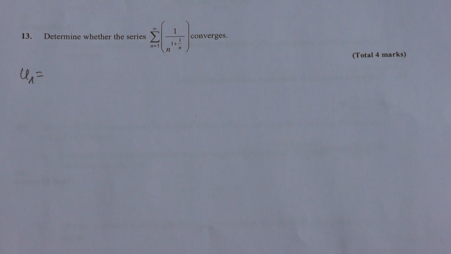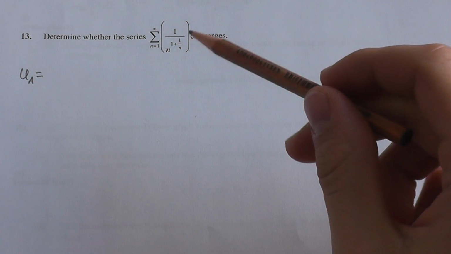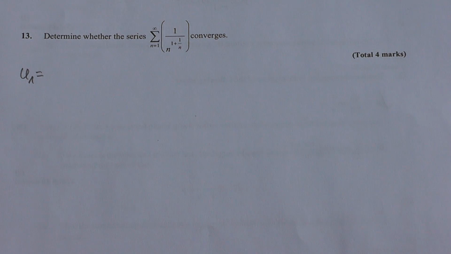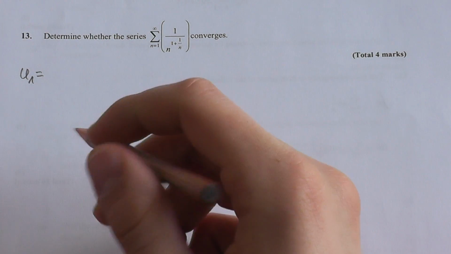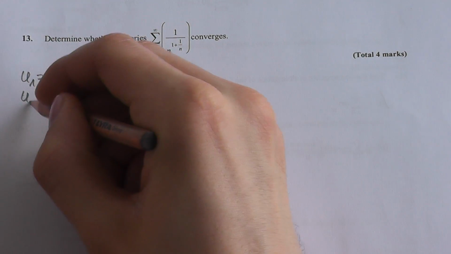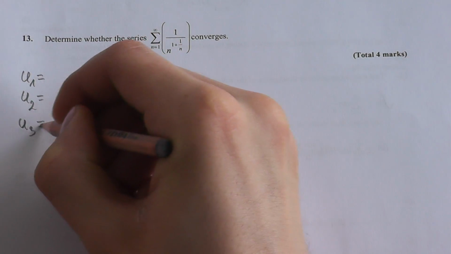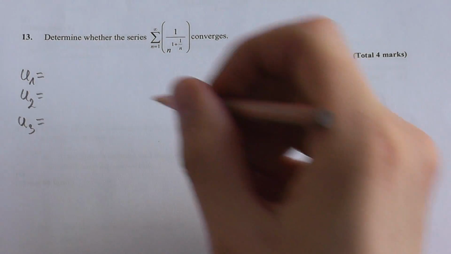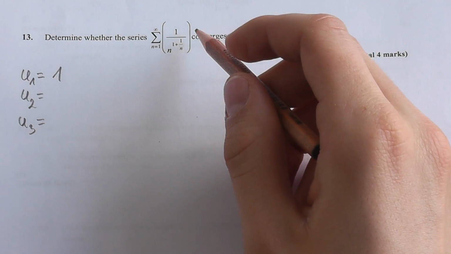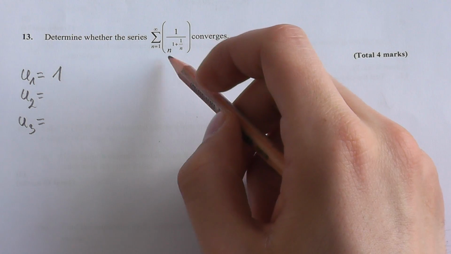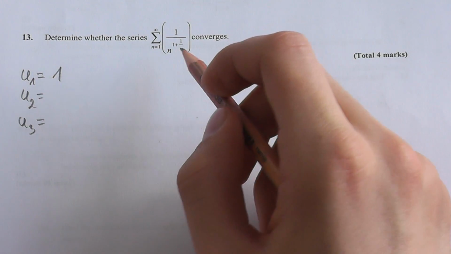Let's find out whether this series converges. When you look at it, you should already realize that it is very similar to the harmonic series, which is 1 over n. And so to see how similar it really is, we can look at the first three terms of this particular series that we're given. And the first term is going to be 1, because it is 1 over 1 to the power of 2, which is 1.